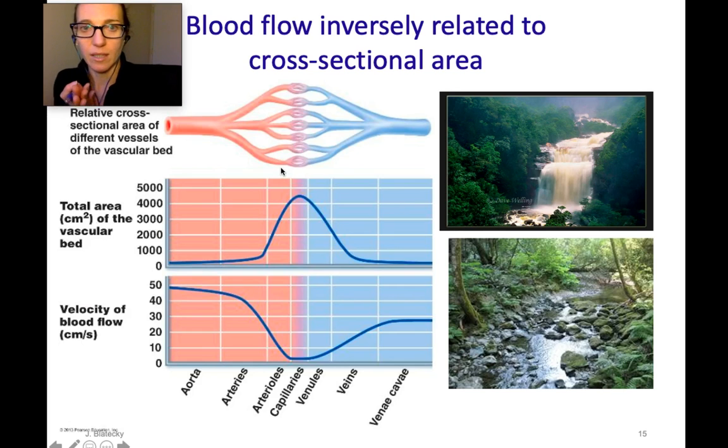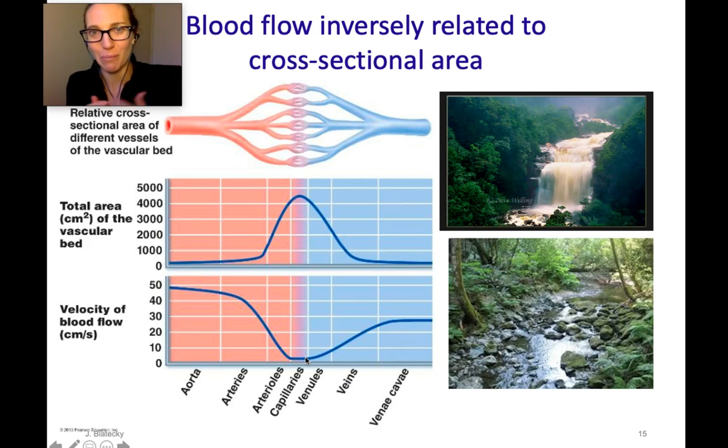But what I haven't yet talked about is this idea of cross-sectional area. And so the take-home point here is that blood flow is going to be inversely related to cross-sectional area, which means that as the speed, the velocity of blood flow increases, we're going to see that the total area is low. Another way to think about that is where the total cross-sectional area is high, like at the capillary beds, velocity is going to be low.